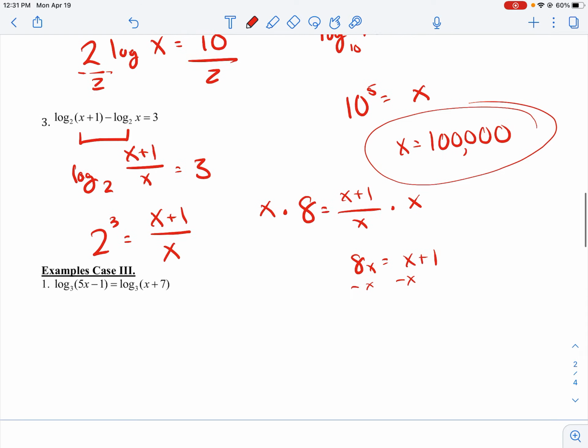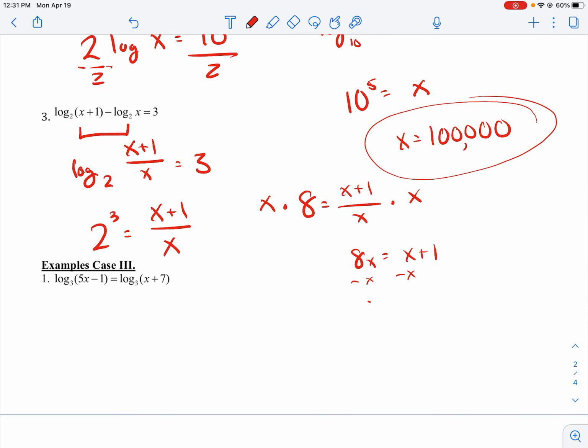Subtract x, 7x is equal to 1. Divide by 7. X is equal to 1/7.